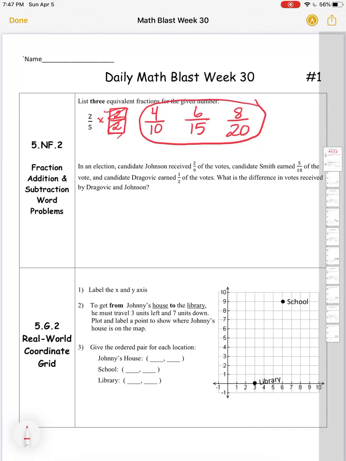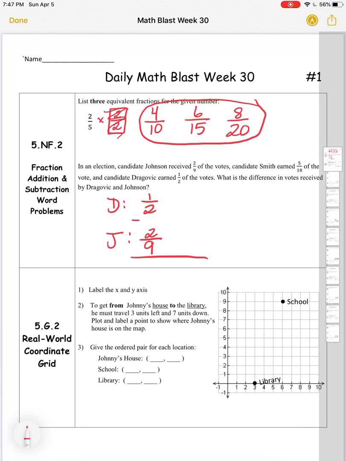In an election, candidate Johnson received 2/9 of the votes. Candidate Smith earned 5/18 of the vote, and candidate Dragovic earned 1/2 of the votes. What is the difference in votes received by Dragovic and Johnson? Well, I know that Dragovic earned 1/2 of the votes. Johnson earned 2/9 of the votes. And I want to find the difference in the votes. So I'm going to subtract these two.